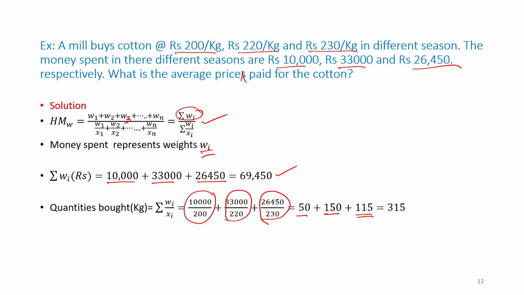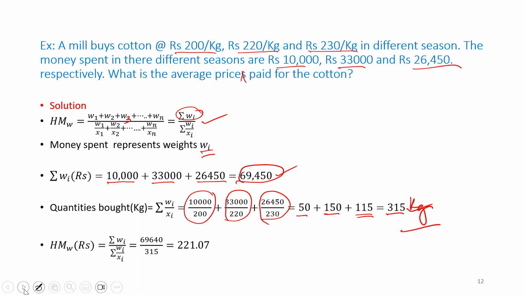This much cotton was bought. Cotton bought in season 1 was 50 kilo, next season 150 kilo, and third season 115 kilo. So total is 315 kg. So this much cotton was bought in total. And this is the total money that was spent, and therefore logically we can say what is the total price that we pay and what was the total quantity of cotton we purchased.